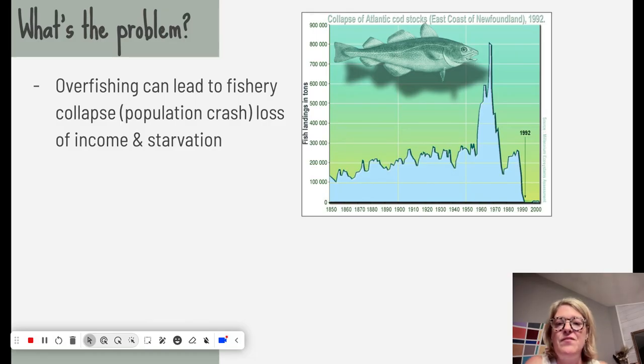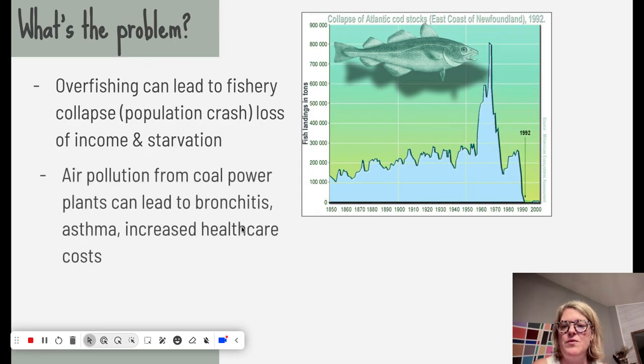Now there goes our livelihood, our income. And we could starve an entire population of people that rely on this as a food source. So they realized in the early 2000s that they needed to promote some conservation efforts. And so they did this, and then the population started to rebound.